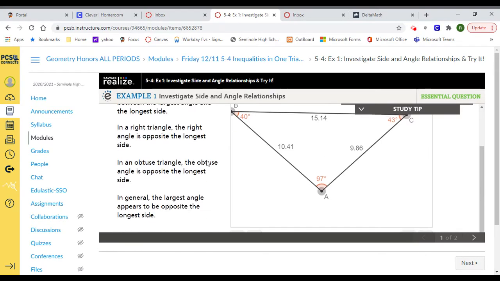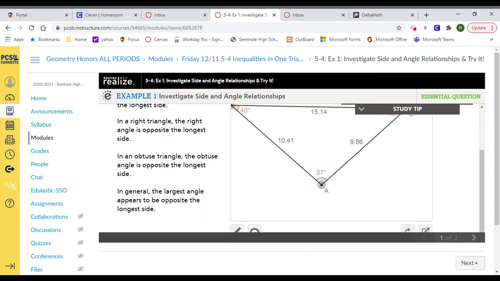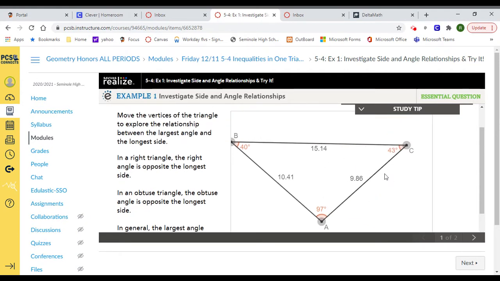And that's what it says here in a bunch of words. So in any type of triangle, in a right triangle, obtuse triangle, or an acute triangle, you have this relationship.